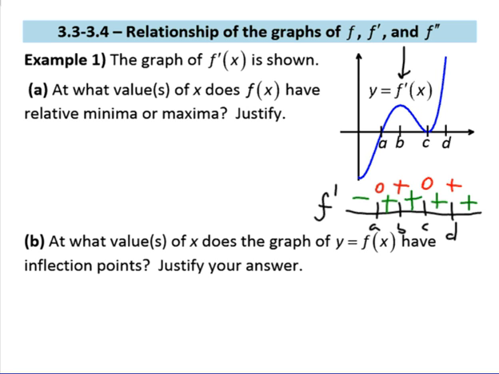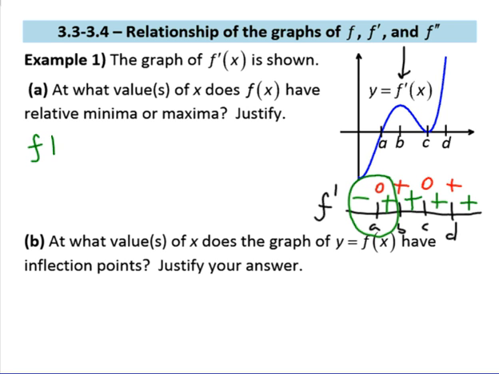So we made a sign chart for ourselves, and we want to see what it tells us about the graph of f, and specifically where we have relative mins and max of f. And you see we only have one occurrence, which is going to be right here at a. f prime changes from negative to positive at a, therefore there's a relative minimum at a. So let's justify that answer.